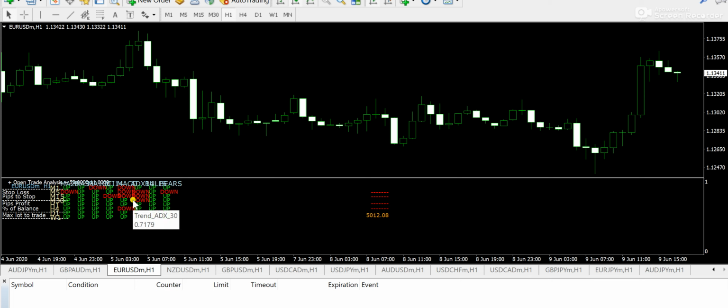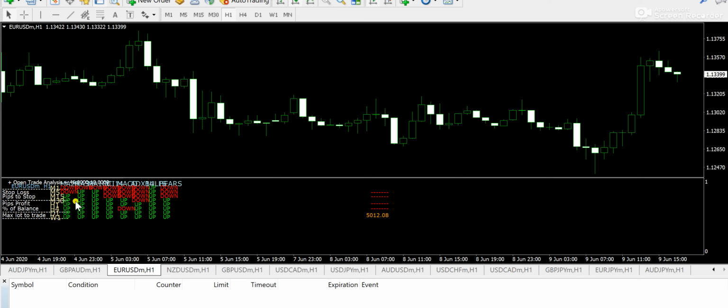Most traders, especially newcomers, are very confused about what the possible trend of the market could be. They do not know about the trends. So this indicator will help you to understand the trends of the market.